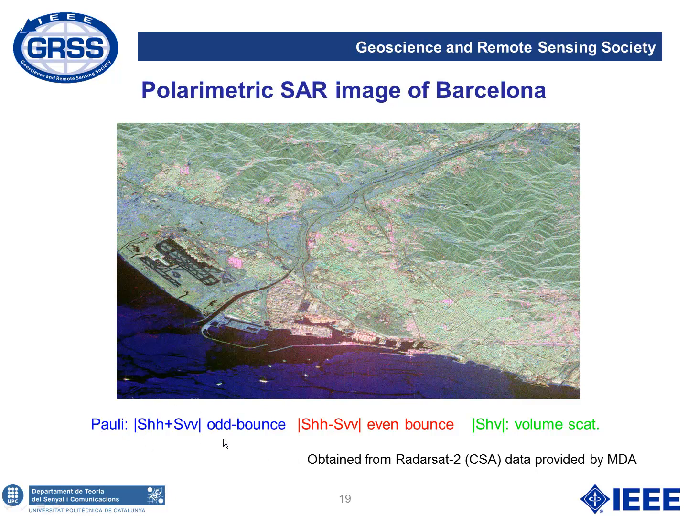obtain basically the contribution of single scattering or odd bounce scattering. The red component corresponds to an even bounce scattering, so double reflection basically, and the green component corresponds to volume scattering, which is particularly strong in vegetated areas. So the colors in these images show us different scattering mechanisms, and this can be associated with different kinds of infrastructures and covers on the terrain.